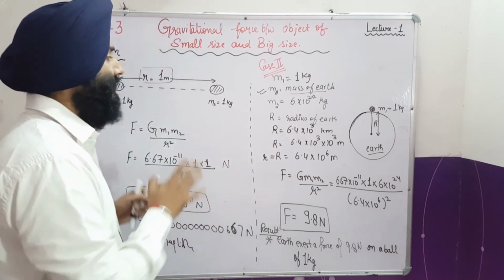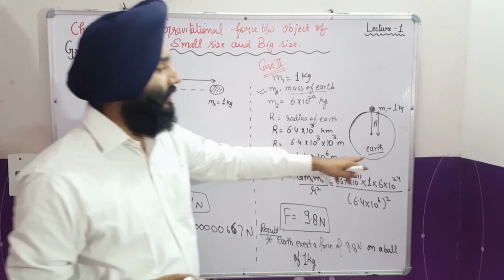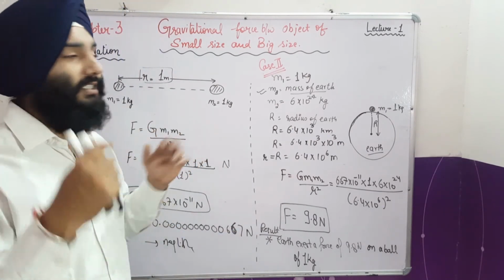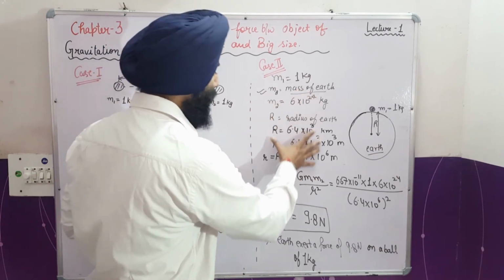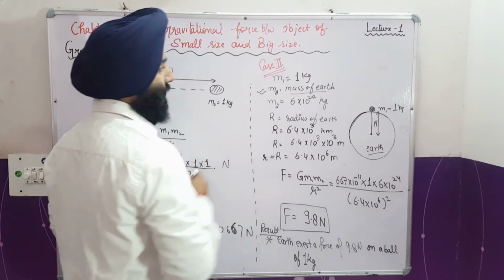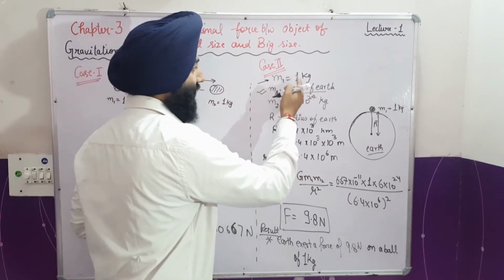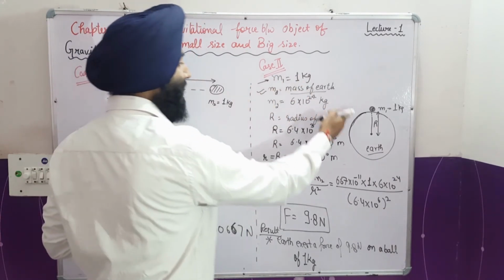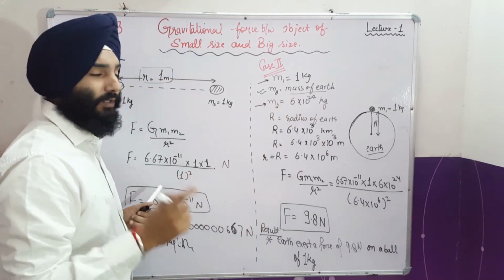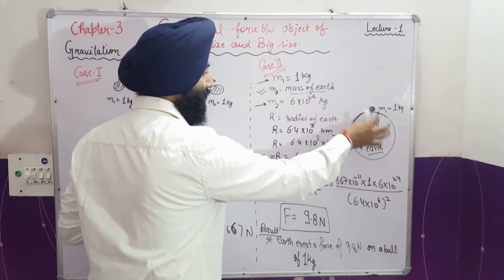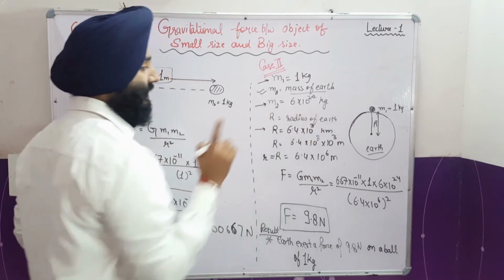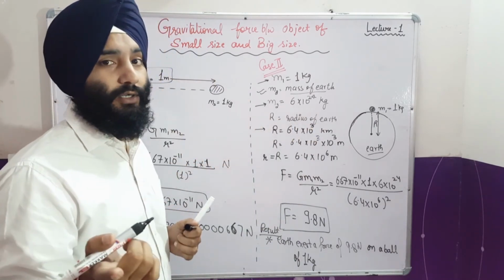Fine. But instead of a small body, if I have a large, big body, and its mass is also very large, then what will be the value of gravitational force? Suppose in the case of Earth, one body has mass m1 of 1 kg, and the second body is Earth whose mass is 6 into 10 raised to power 24, and the distance between these two objects is the radius of the Earth, and the radius of the Earth is 6.4 into 10 raised to power 3 kilometers.